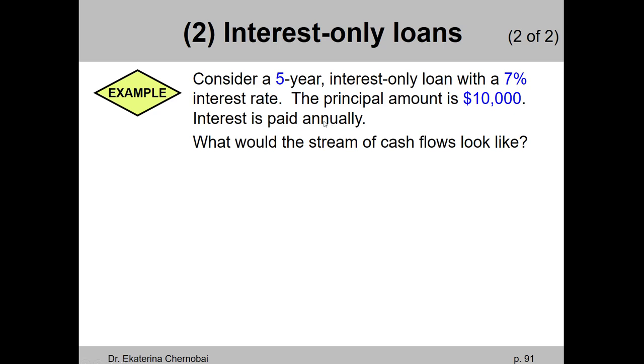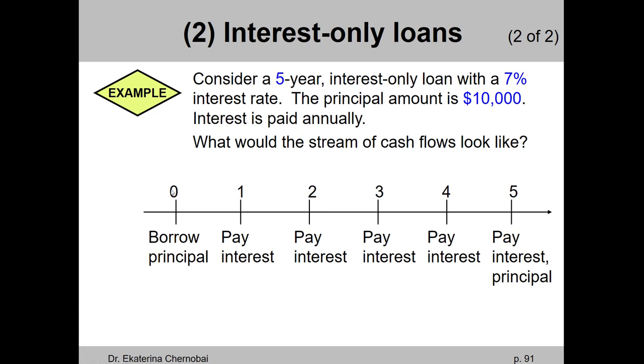Interest is paid annually. The question is, what would this stream of cash flows look like? In other words, how much would this company that just took this loan be paying during the first year, during the second year, third, fourth, and fifth years? Right? Year 0 is today.